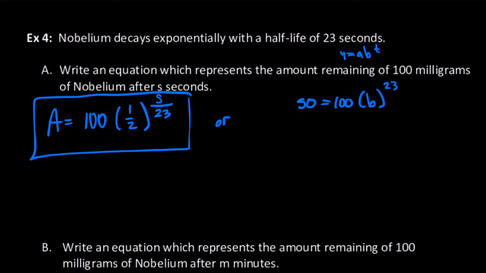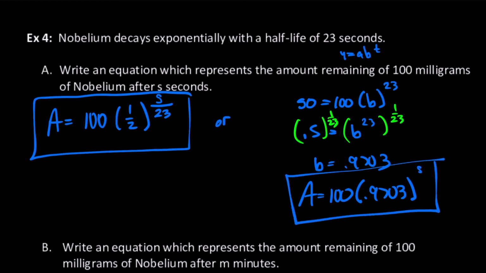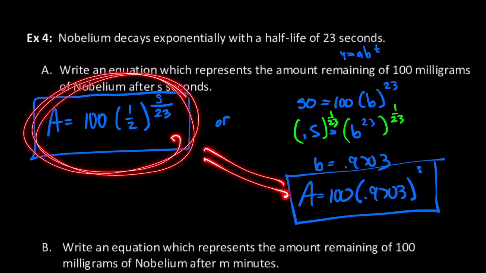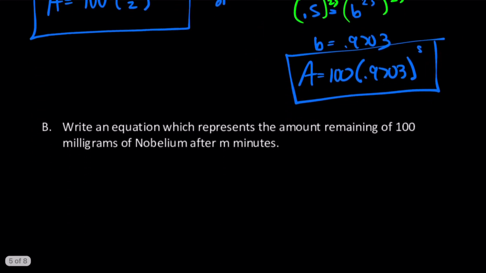And then check this out. We'll divide by 100, so that gives us 0.5 equals b to the 23. Then to undo that exponent, take both sides to the 1 over 23 power. So your b term ends up being 0.9703. So here's another expression that's equivalent: A equals 100 times 0.9703 to the s. These two are equivalent. This is a lot easier, obviously, if you know your half-life formula, but if you don't, this is a modeling situation, which is what we're going to get into next.